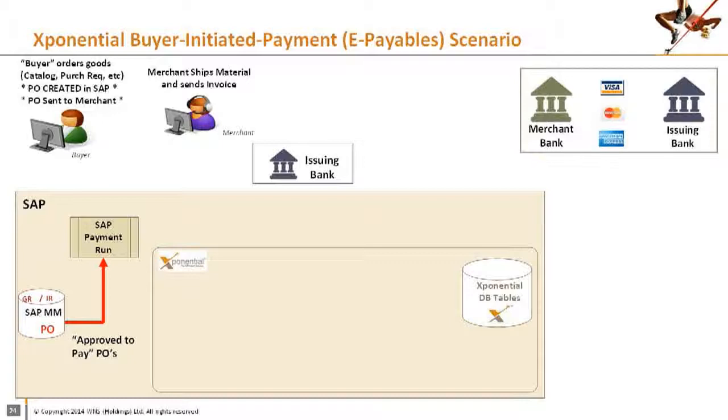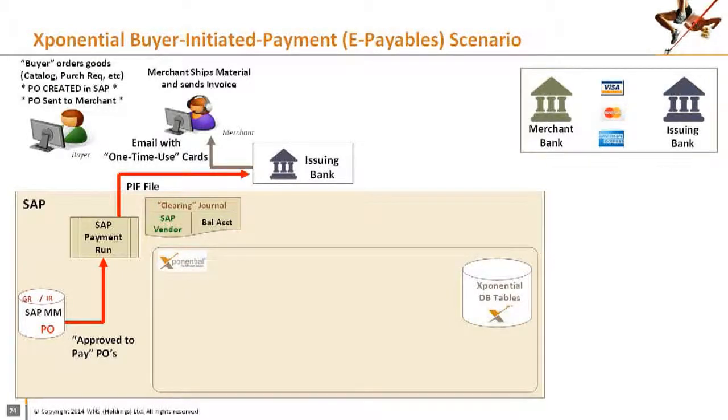And then once that time has elapsed, and the invoice maybe goes through some type of workflow, it becomes approved to pay. At that point, they'll do an SAP payment run, and they'll generate a payment instruction file. That payment instruction file will go out to their issuing bank or to a third party that can process this type of file.